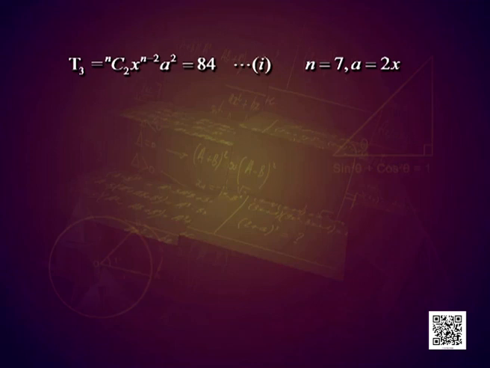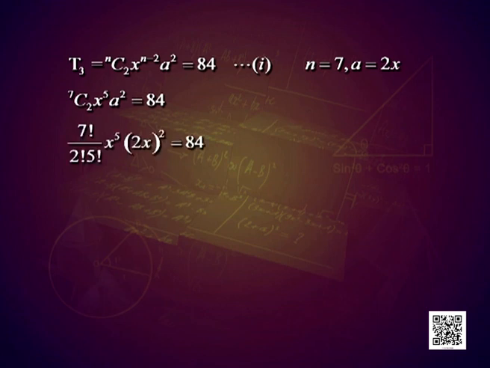Now, I know that n is 7 and a is 2 times x. So, if I replace n by 7 and replace a with 2x, I get an equation in x only. Replacing n with 7, I now have 7C2, which simplifies, and the powers of x can be collected together. You end up simplifying to a simple equation, x to the power 7 equal to 1. So, now we have n as 7, a is 2 times x.